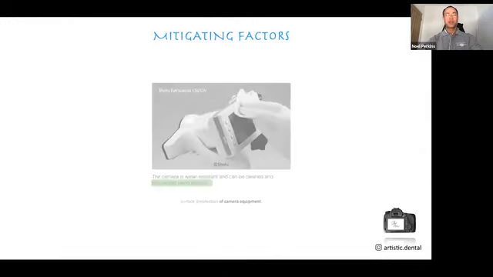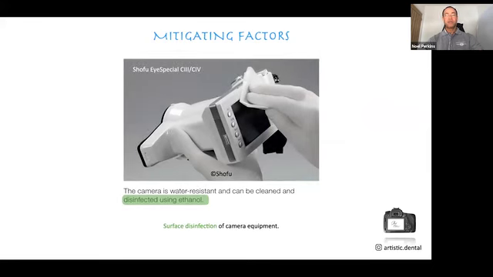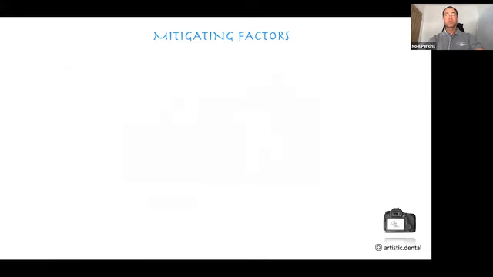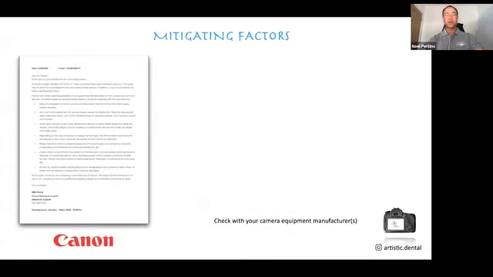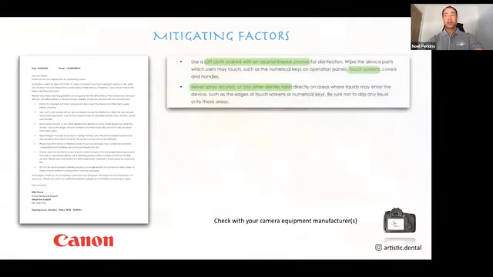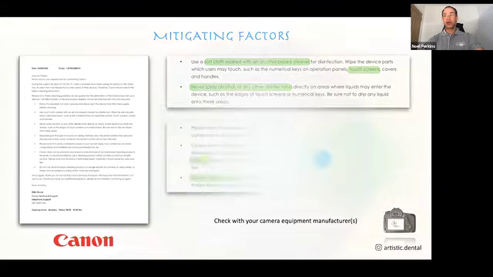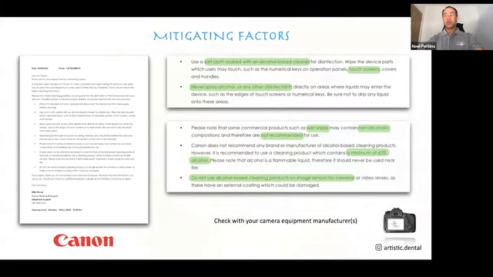Now, in terms of surface disinfection of the cameras, the Shofu Eye Special, within their documentation, they said it can be disinfected using ethanol. I'd recommend that you contact your camera manufacturer, and this is from Canon. You can see here they're suggesting that we use an alcohol-based cleaner. We should wipe rather than spray, because you don't want to damage the camera equipment. Make sure that you don't put any of that alcohol inside the camera, and avoid non-alcoholic wipes.